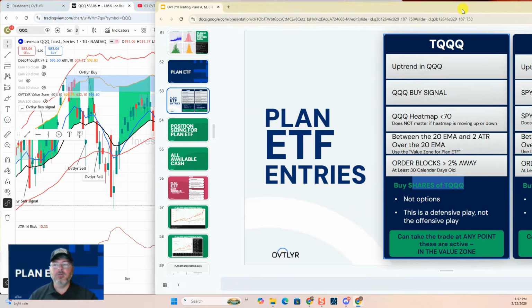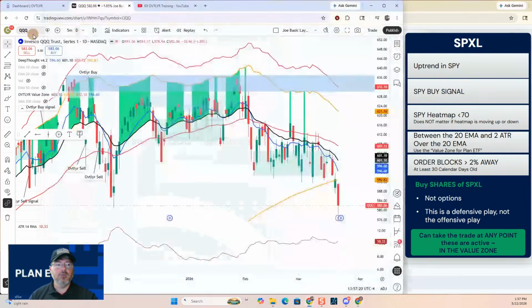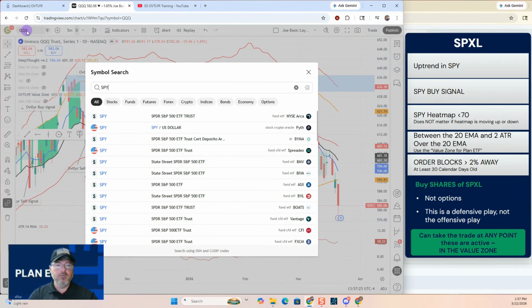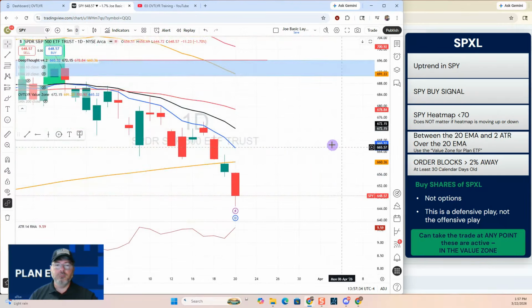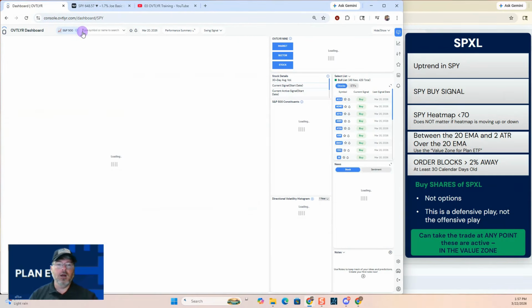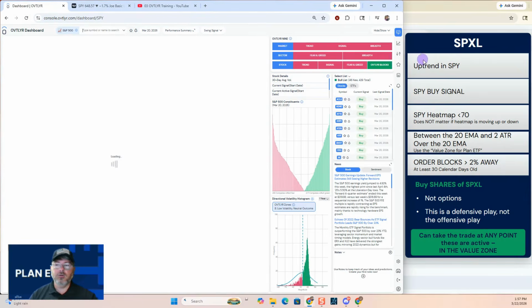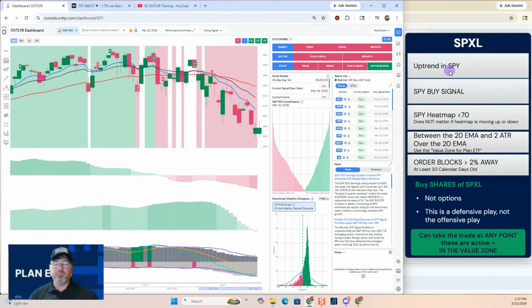But what about SPY? Well, if we slide over our deck here and we consider SPY, let's open up SPY in TradingView. So we're going to type in SPY and we're going to pick the New York Stock Exchange item here for SPY. We're going to zoom in. We're also going to open up SPY in Ovtlyr. First signal it's asking about is an uptrend in SPY. Well, you already know the answer because you're an Ovtlyr.